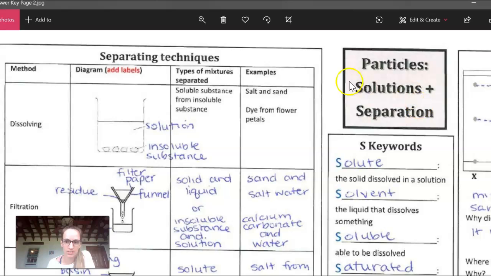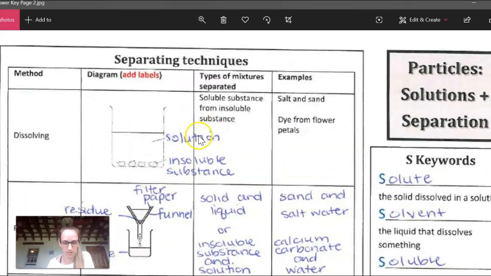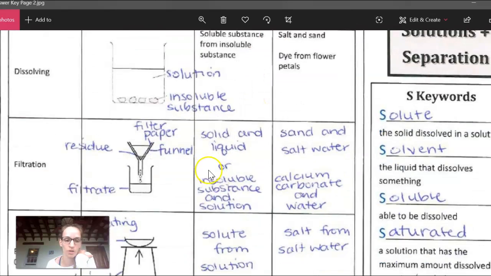The second half of this, other than solutions, was about separating mixtures, often involving solutions. And this should be a nice review because we've just done the salt prep methods. So your first method is dissolving. If you have two solids, one that's soluble and one that's insoluble, you can simply add a solvent. The soluble one will dissolve, and the insoluble one will stay on the bottom. You would have done this with Mr. Beaumont at the start of the year when you separated salt from sand by dissolving the salt in water.